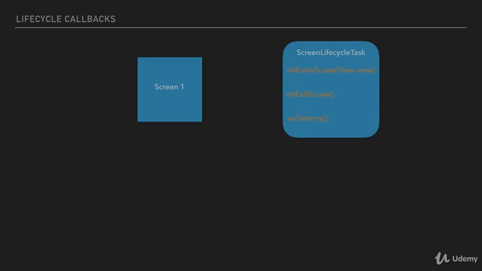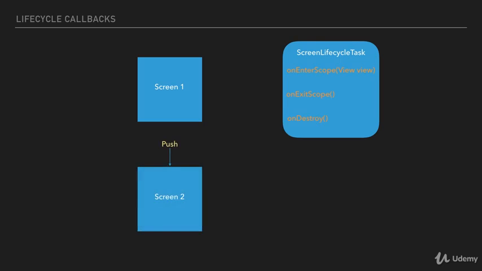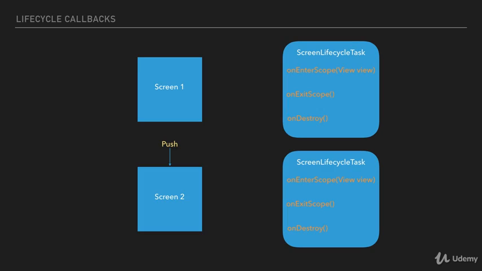The screen lifecycle task will have callbacks for when the screen is shown to the user, when it goes in the backstack or is popped, and when it is destroyed. As you see in the animation, when a new screen is pushed, the screen lifecycle task for the previous screen receives the onExit scope callback. The incoming screen's tasks receive an onEnter scope callback. When a screen is popped, its tasks' onExit scope gets called, followed by onDestroy.